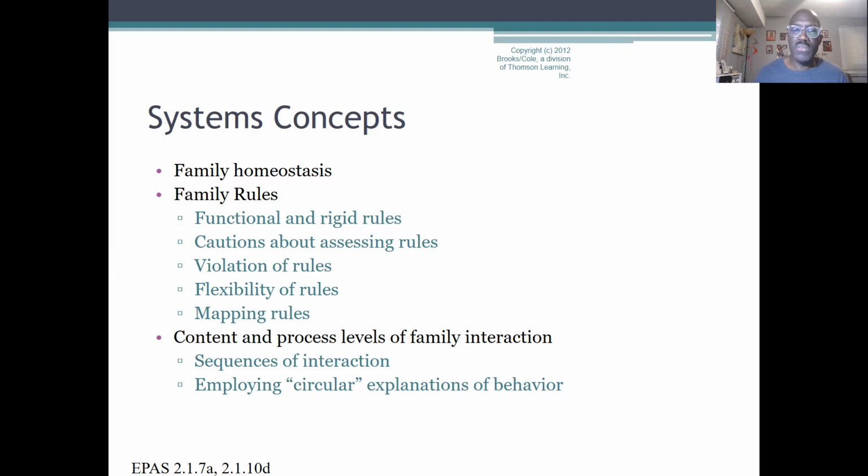So really for us to just be mindful as we're exploring what these rules are: the violation, the flexibility, and then the mapping. These are things we will need to explore as social workers working with families to really understand this whole process about how the family maintains itself. As well, we'll need to pay attention to family interaction, paying attention to how people connect with each other.